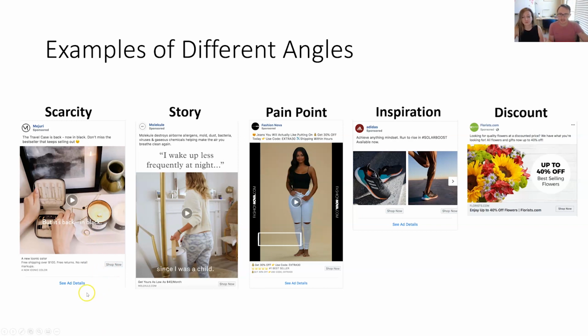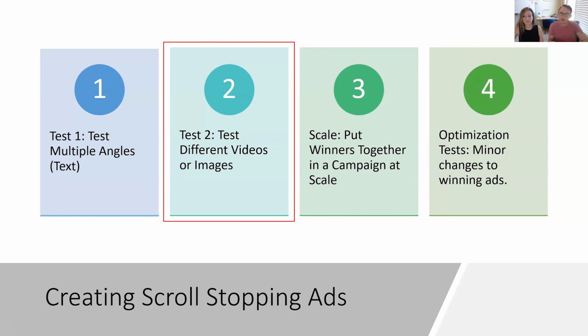So we run a test like this and we kind of see which ones are performing well and which ones aren't performing so well. So the ones that do perform well get graduated to our next test center here, test 2. And that's when we test different videos or images. So that one's pretty simple.